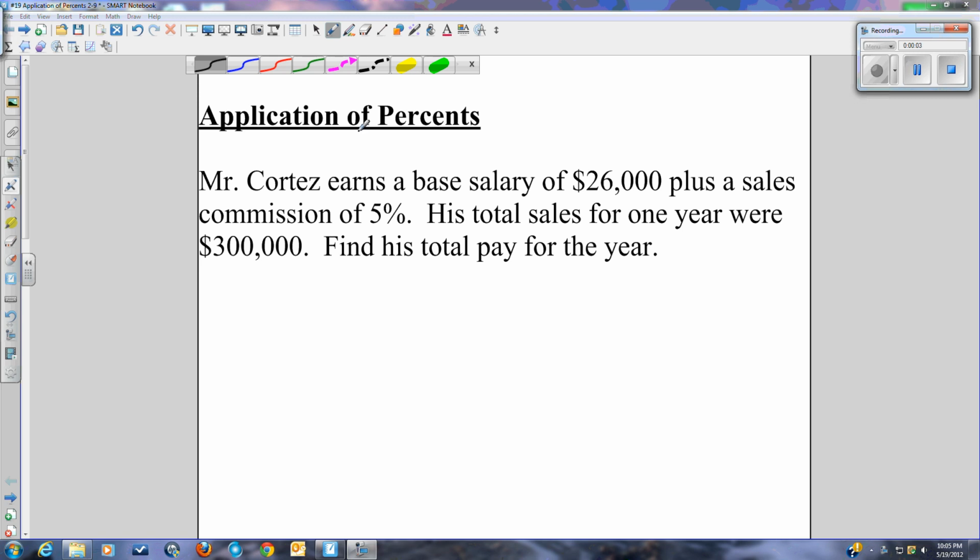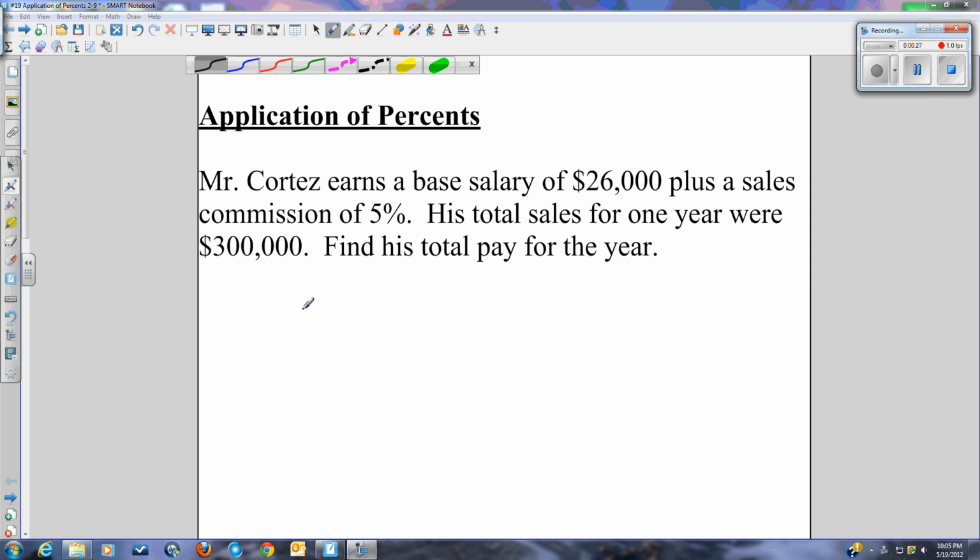Our topic today is applications of percents. So we're going to be taking a look at some application problems. Let's start. Mr. Cortez earns a base salary of $26,000 plus a sales commission of 5%. His total sales for 1 year were $300,000. Find his total pay for the year.